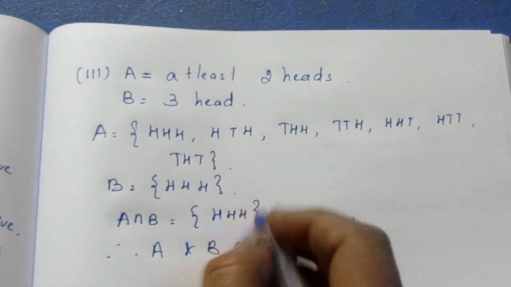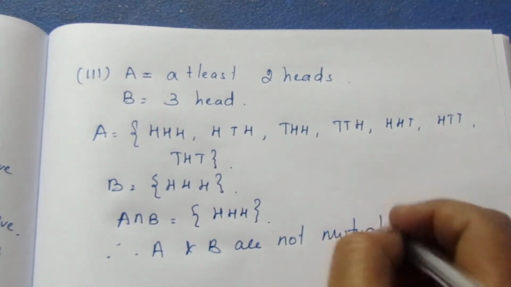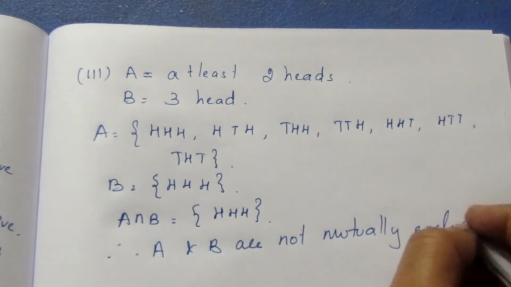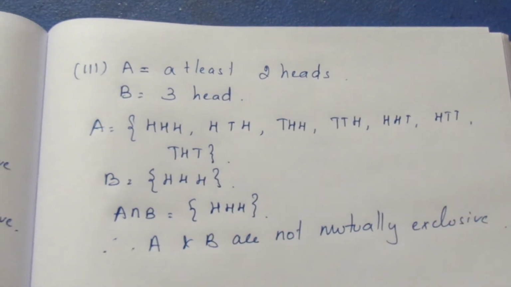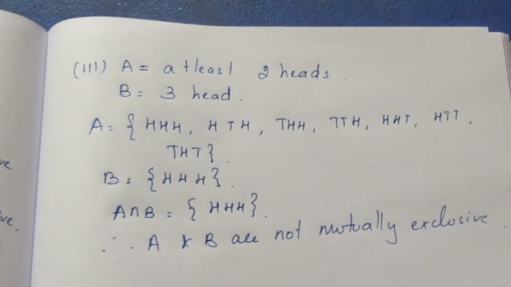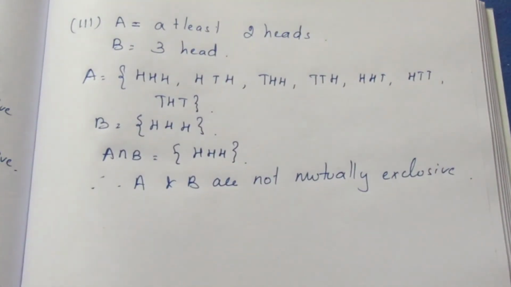You can show one element or more than one element also. It's not necessary that we need to show only one element. It can have many elements also. But there must be an intersection. Only then can we say it is not a mutually exclusive event.